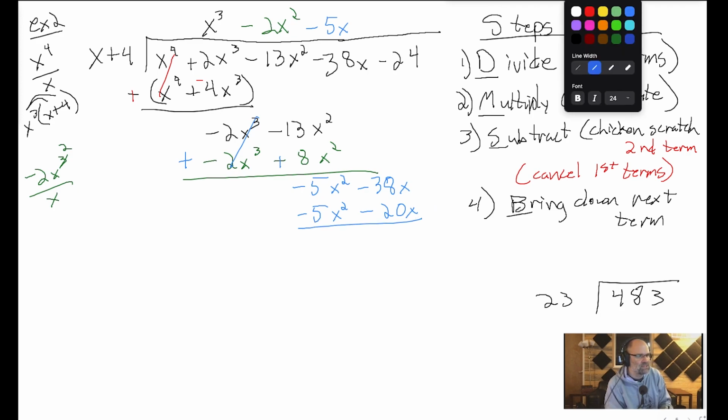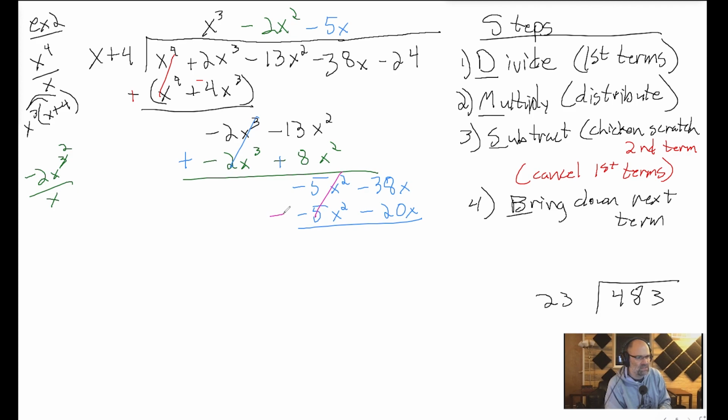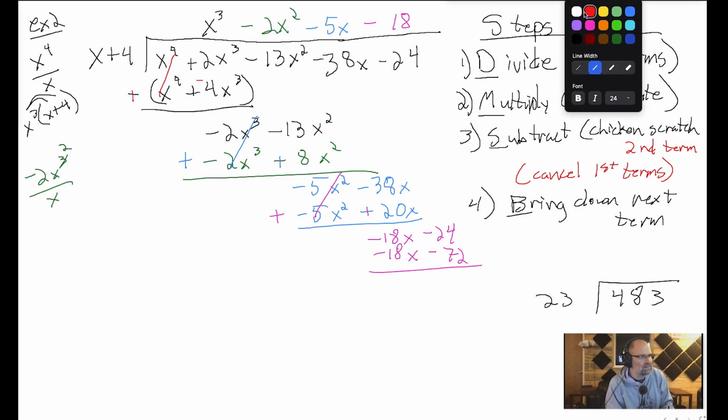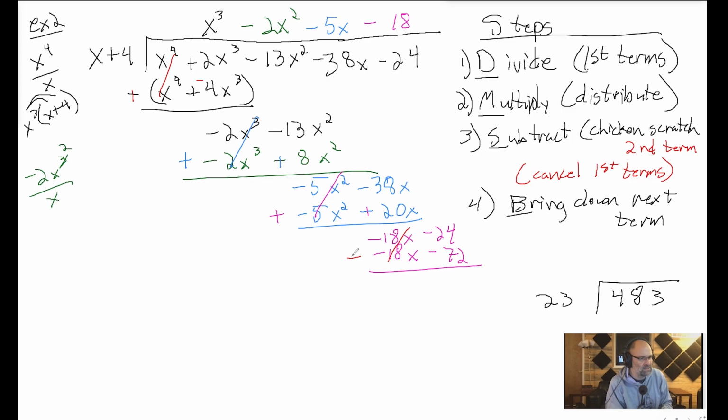Next, I'm going to chicken scratch just the second term because I'm subtracting. So plus positive, I end up with a negative 18x. Bring down the next term. One more division, and then you're done. So just take away an x. The x's cancel this time. Negative 18x divided by x, you're left with negative 18. Multiply. Then chicken scratch just that second term. So minus negative 72 is plus positive 72. So that gives us 48.